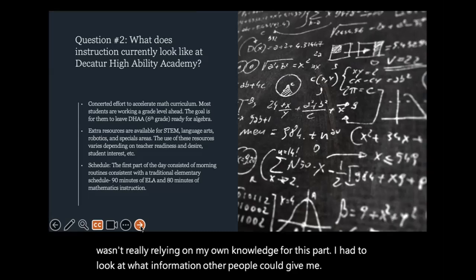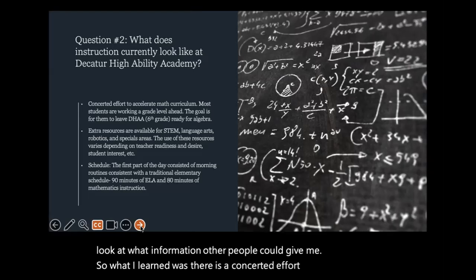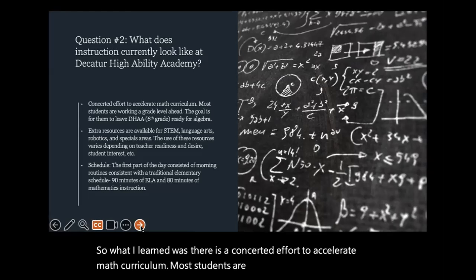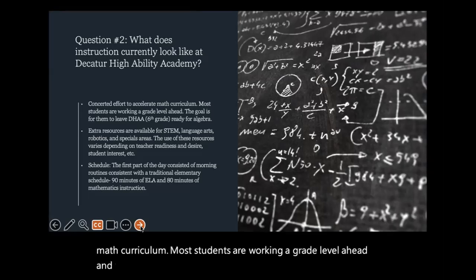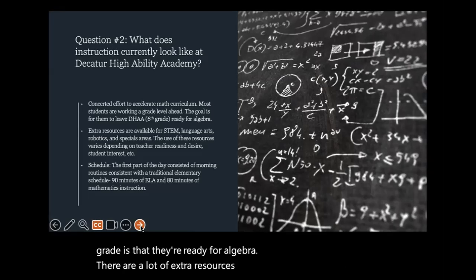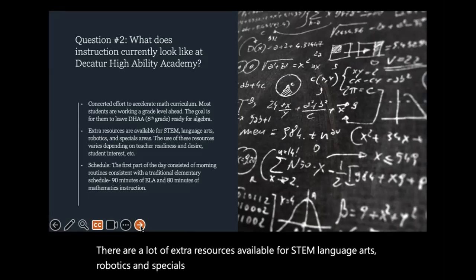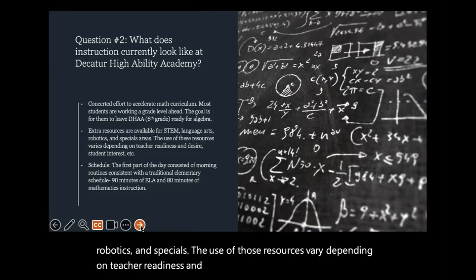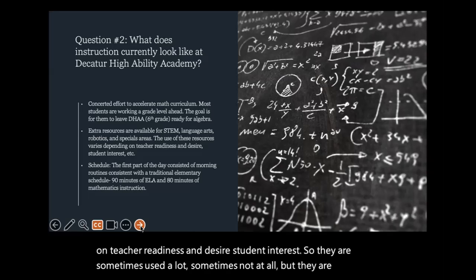So what I learned was there is a concerted effort to accelerate math curriculum. Most students are working a grade level ahead, and the goal for them when they leave DHAA at the end of 6th grade is that they're ready for algebra. There are a lot of extra resources available for STEM, language arts, robotics, and specials. The use of those resources varies depending on teacher readiness and desire, and student interests. So they are sometimes used a lot, sometimes not at all, but they are there.